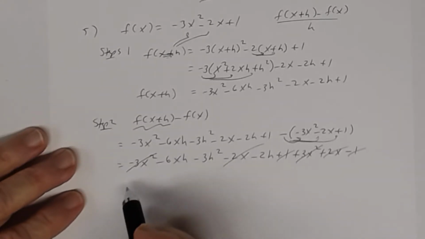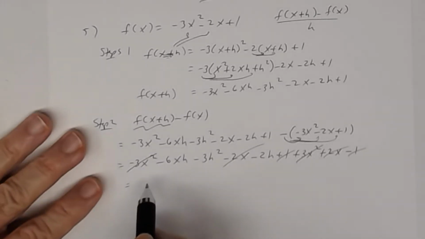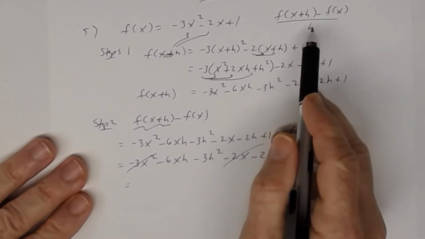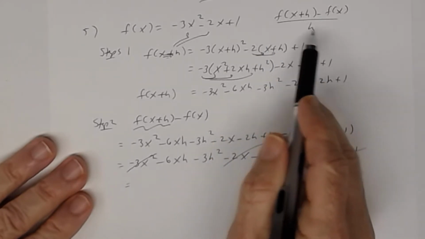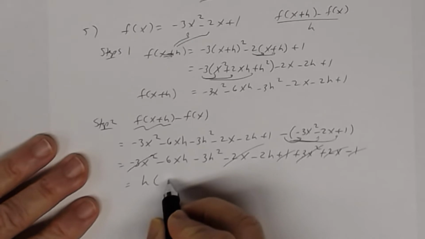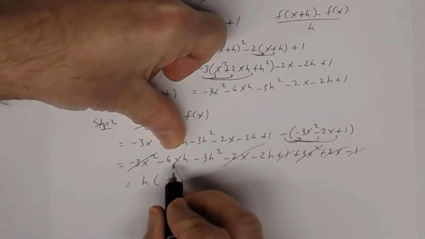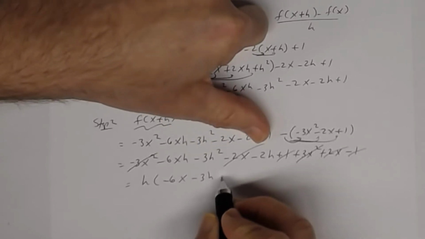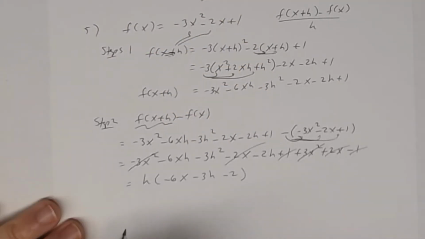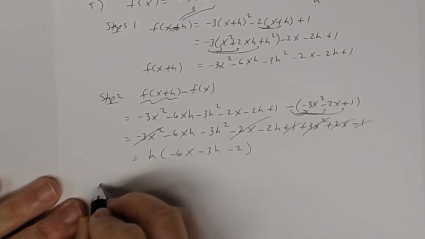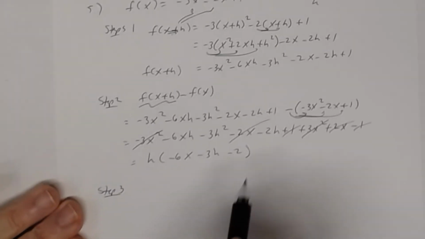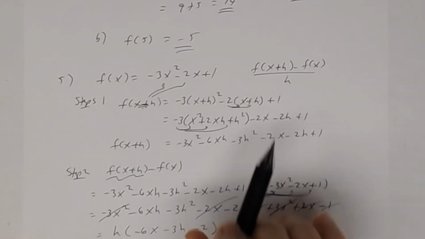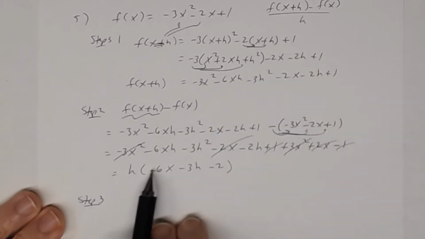So I'm going to go ahead and rewrite this by factoring out an h, because that's going to be needed here to reduce. So I'm going to say h times, so when I factor out an h here, I get h times negative 6x minus 3h and then minus 2. So that's step 2. So that's your numerator. So step 3 is now to take the numerator and divide it by h. So my numerator is this.